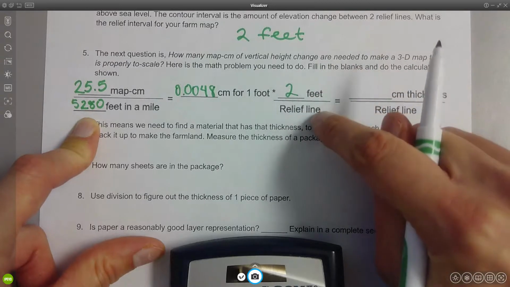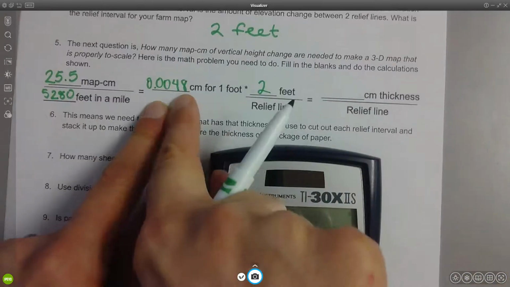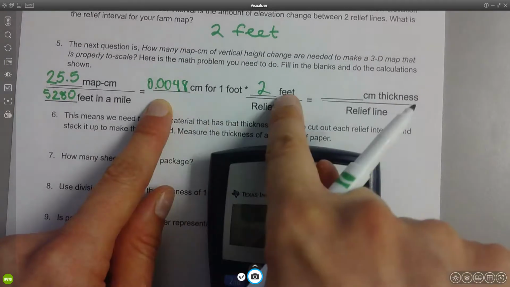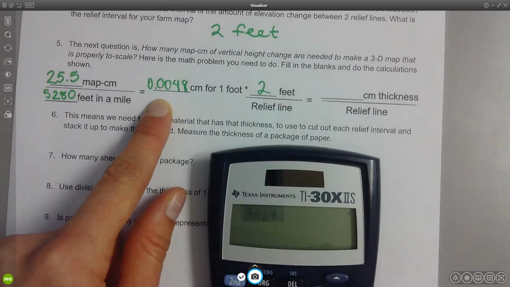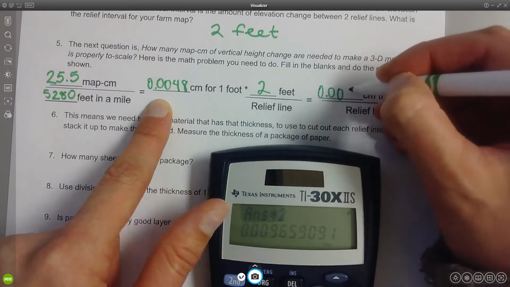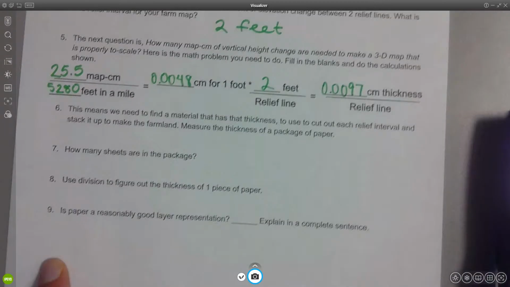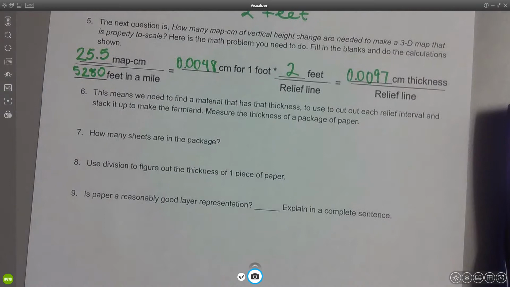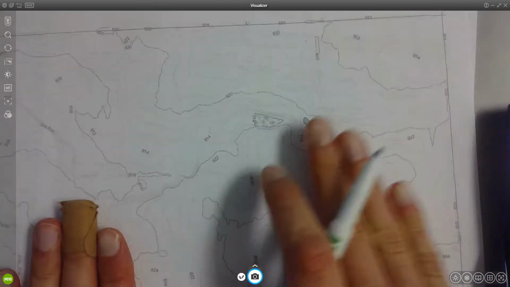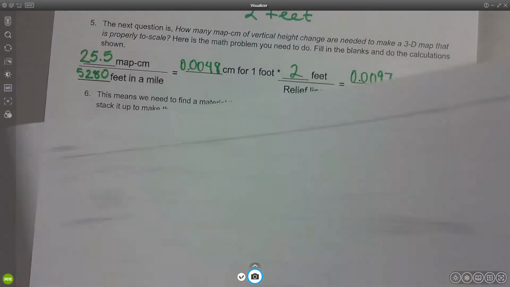That's 2 feet for each relief line. That just came from number 4. And then we're just going to do this very small number times 2 to get this one. So 0.0097 when I round it, okay? So what that means is that you're going to have a very, very small amount of thickness in your map. Your vertical distance of your model of your map is going to change by very, very small amounts.